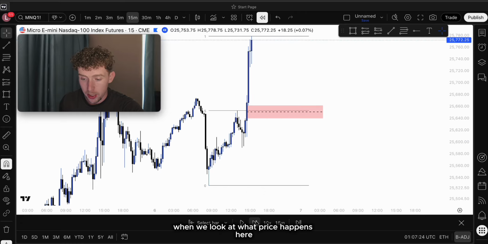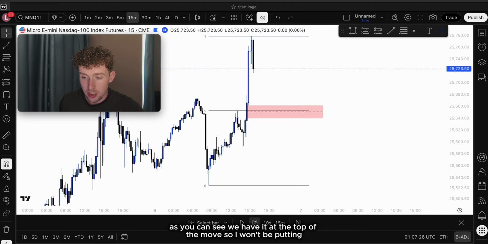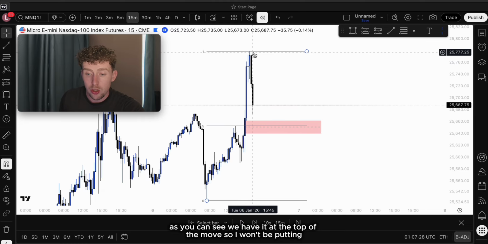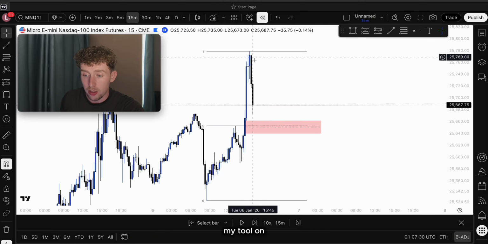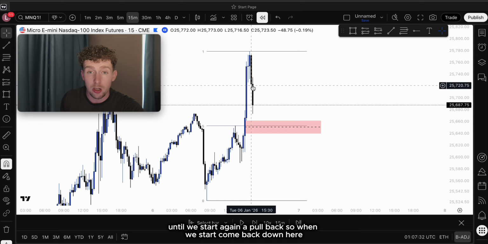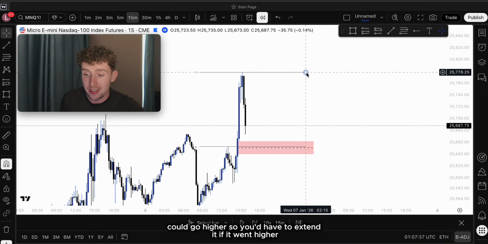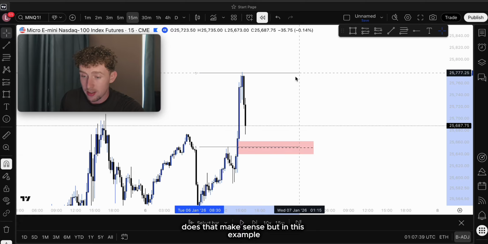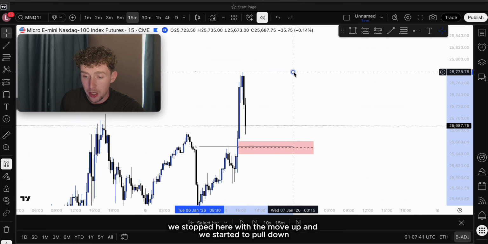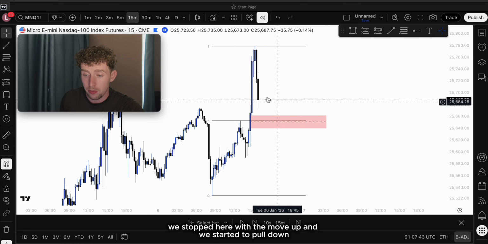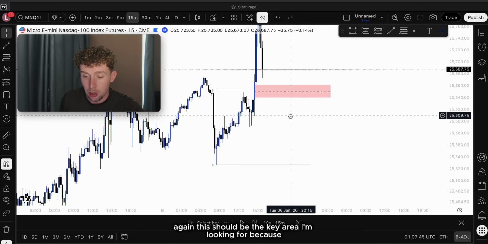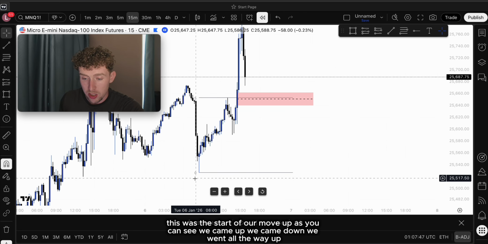When we look at what price does here, as you can see, we have it at the top of the move. So I wouldn't be putting my tool on until we start a pullback. So when we start coming back down here, I put my tool on, because price could go higher. So you'd have to extend it if it went higher. Does that make sense? But in this example, we stopped here with the move up and we started to pull down. Again, this would be the key area I'm looking for, because this was the start of our move up.